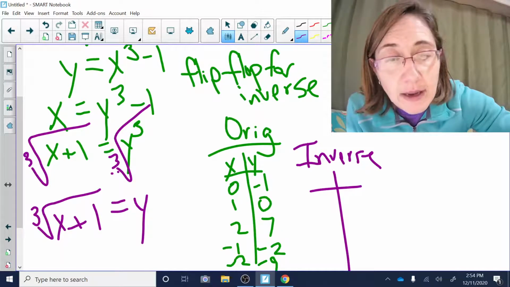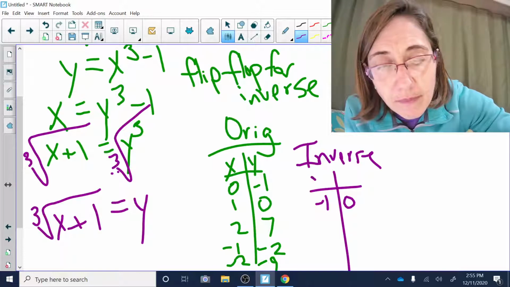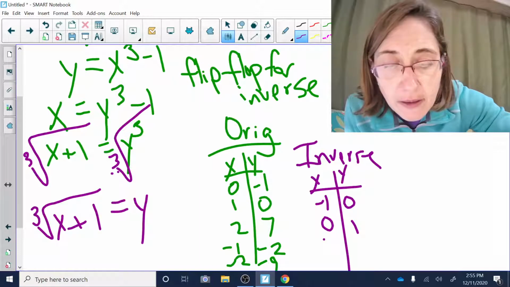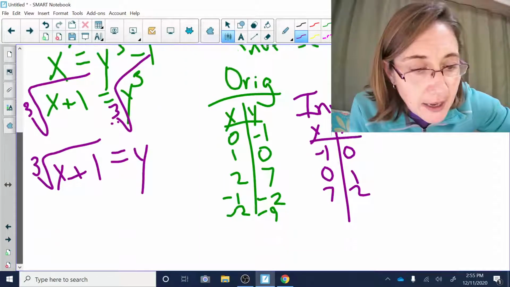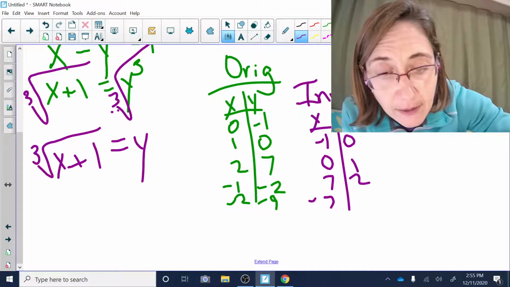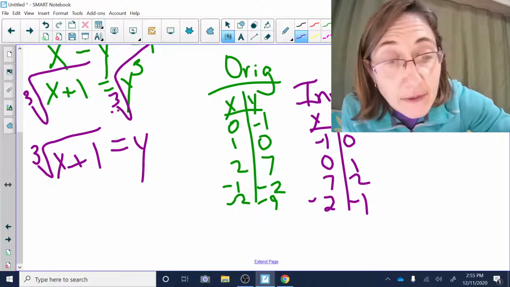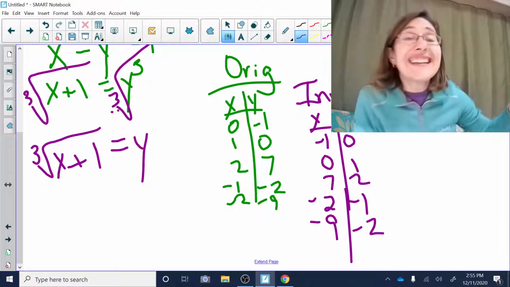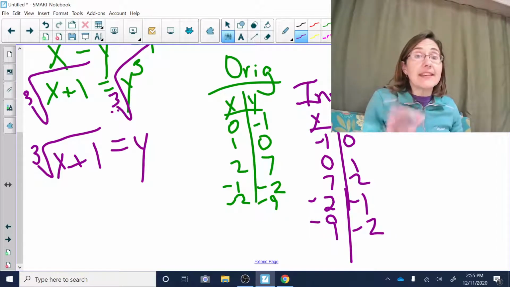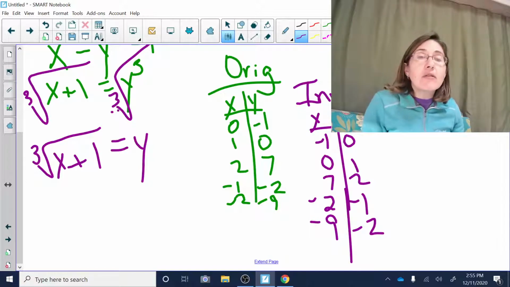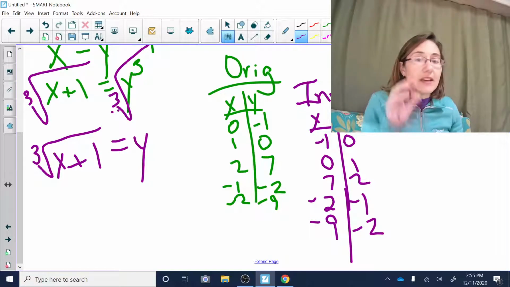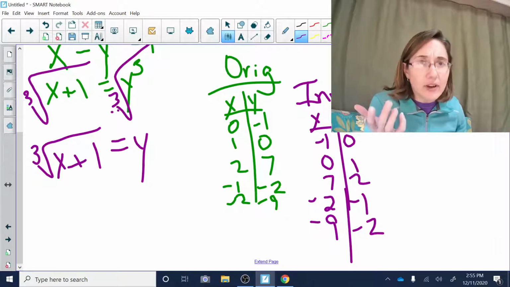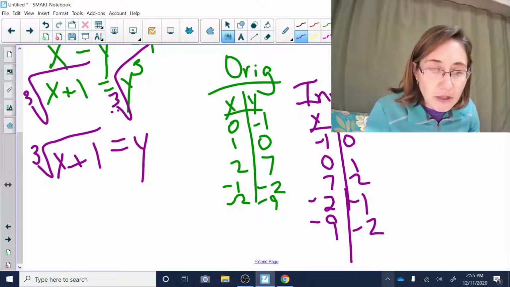So instead of 0, -1, it's going to be -1, 0. Instead of 1, 0, it's going to be 0, 1. Instead of 2, 7, it's going to be 7, 2. Instead of -1, -2, it's going to be -2, -1. Instead of -9, it's going to be -9, -2. So, ta-da! That is probably the easiest way for many of you to find what the inverse is going to be. You did all the work for the regular function, just flip-flop them for the inverse, okay? That will be probably for most of you your favorite.